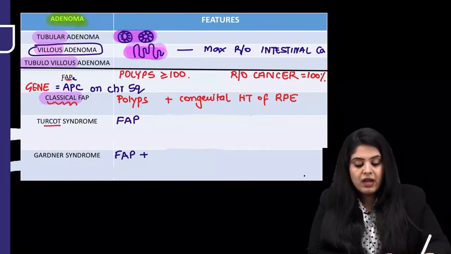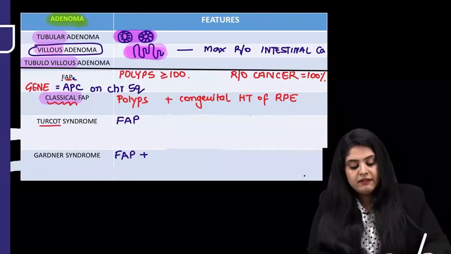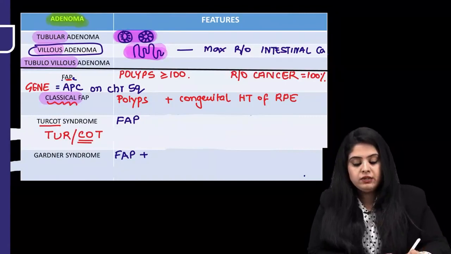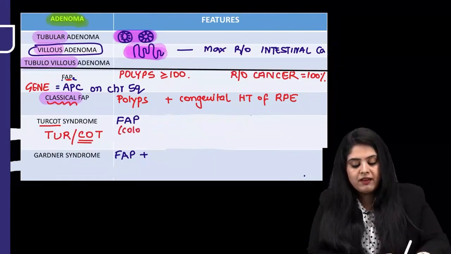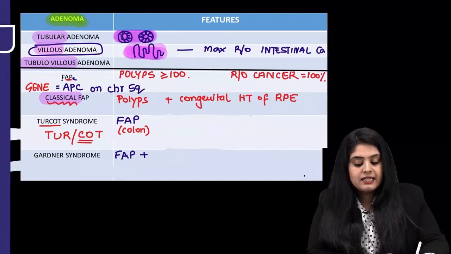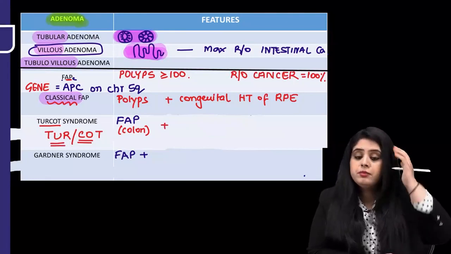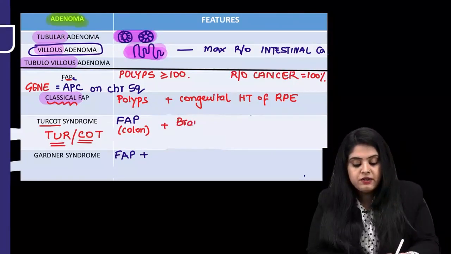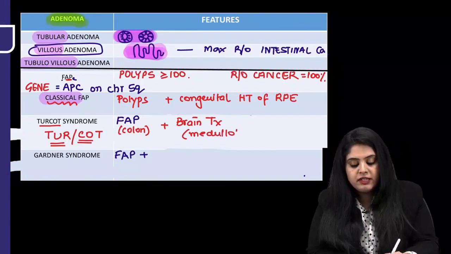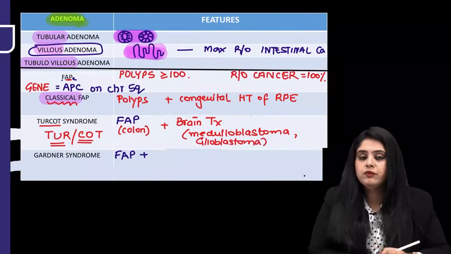Turcot syndrome में how I want you guys to learn Turcot is divide it into ter and cot. मतलब cot will remind you of something to do with colon. Colon में क्या हो रहा है? Colon में we are having polyps, FAP. And ter will remind you of turban. Turban means brain tumors. Ter will remind you of brain tumors. And you know which brain tumor is very, very commonly seen over here? There are the blastomas. That is medulloblastoma can be seen. Glioblastoma can be seen. So ultimately I realize the blastomas are common over here.